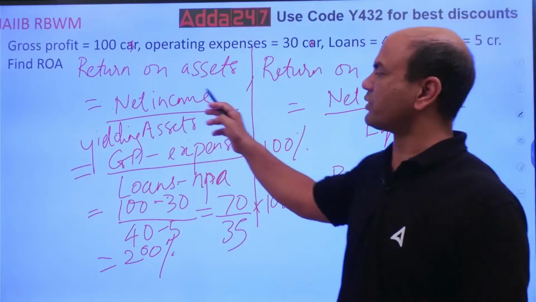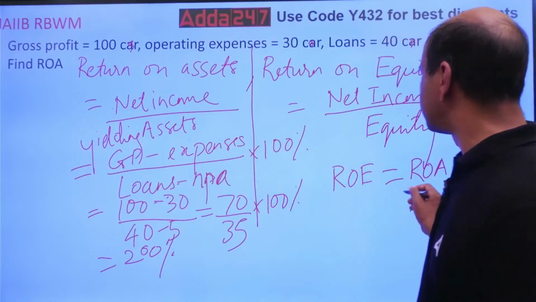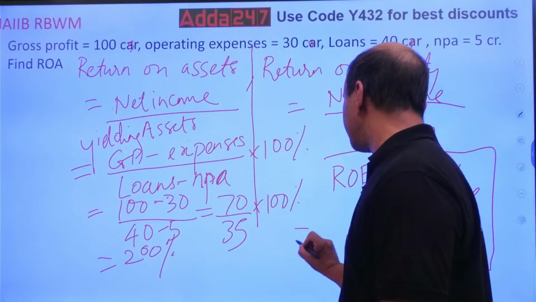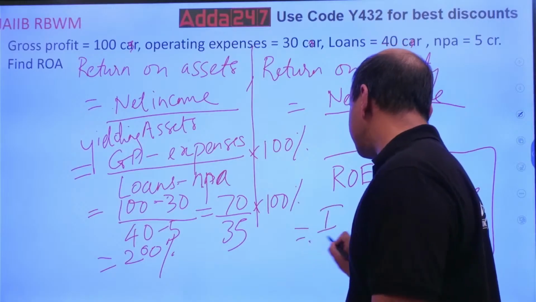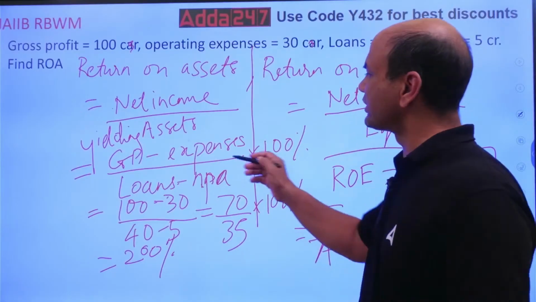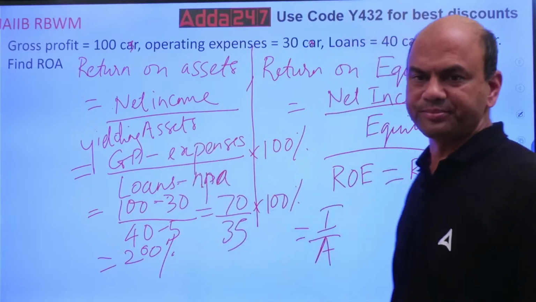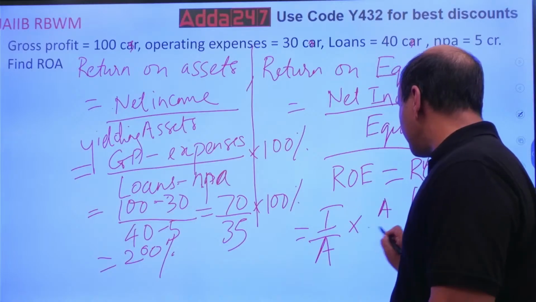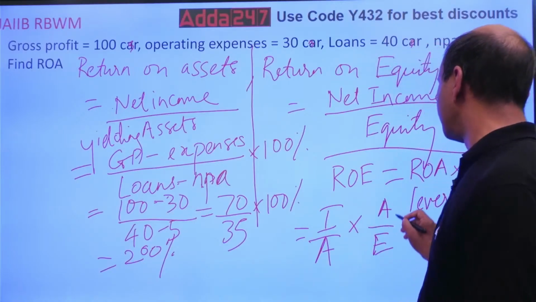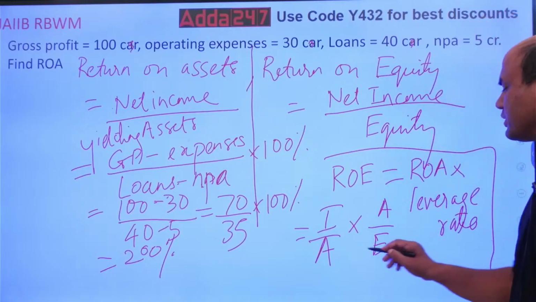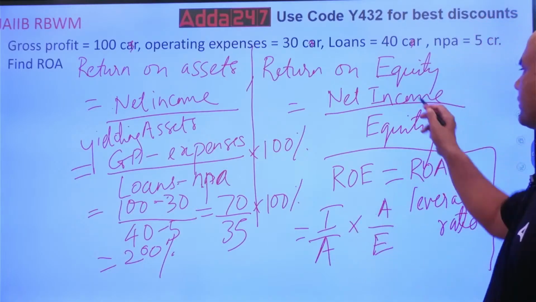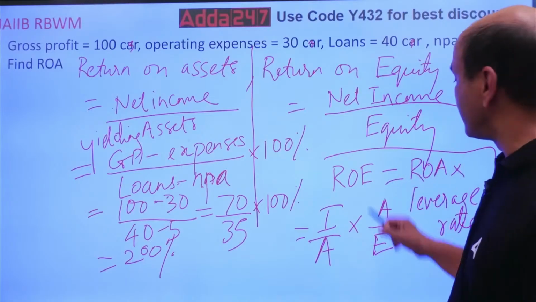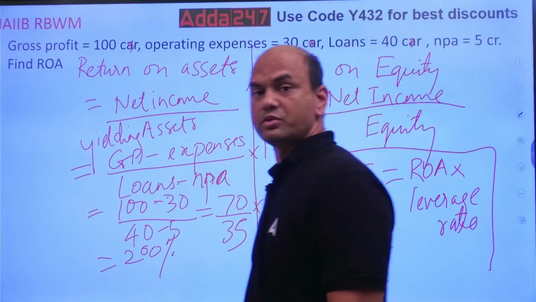See this. I'll write it in short form now. Look at this relationship. This can also be asked in exam. So income upon assets, assets meaning yielding assets, into assets upon equity. So the assets get cancelled. So income upon equity. You get the answer. So ROE equals ROA into leverage ratio.